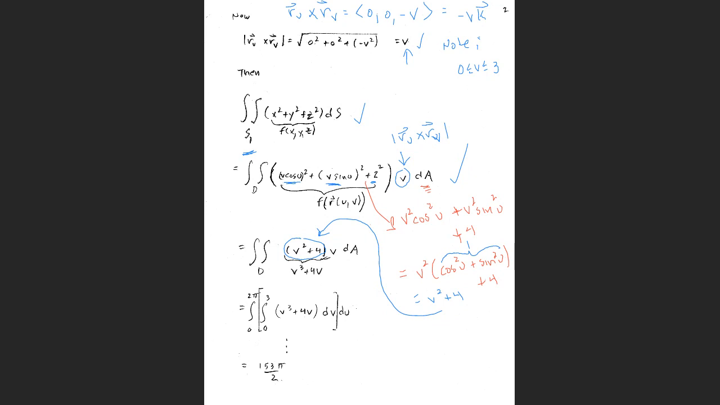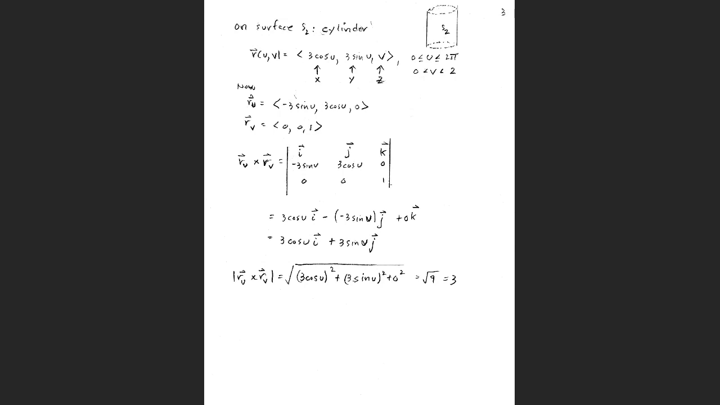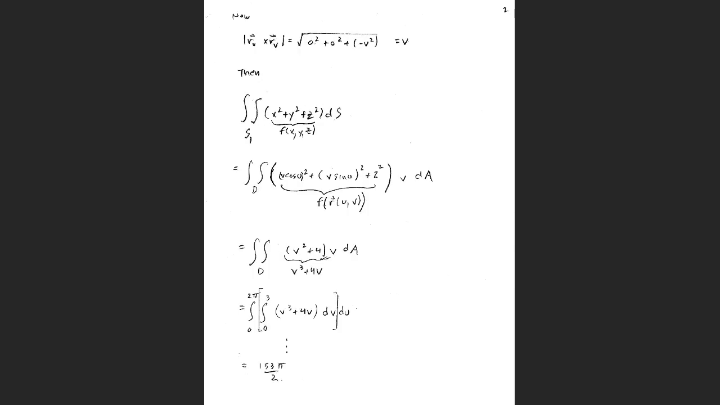And now, hey, I'm at this stage here. Now I'm ready to put in my limits. Well, my region D, back on the previous page, was a rectangular region with u limits from 0 to 2 pi and v limits from 0 to 3. So therefore, now I put the limits in.